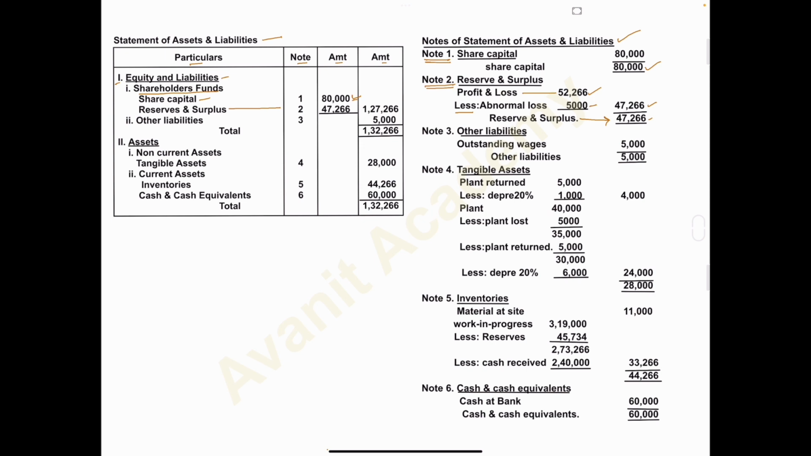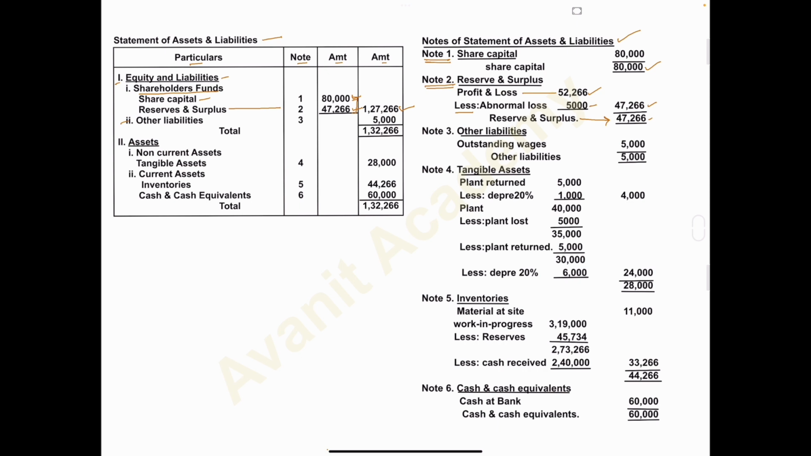Note number 2. Amount is 47,266. And total of these two, share capital and reserve, 80,000 plus 47,266, you will get 1,27,266.